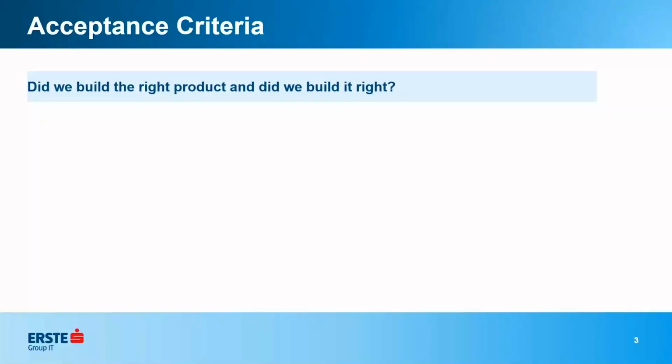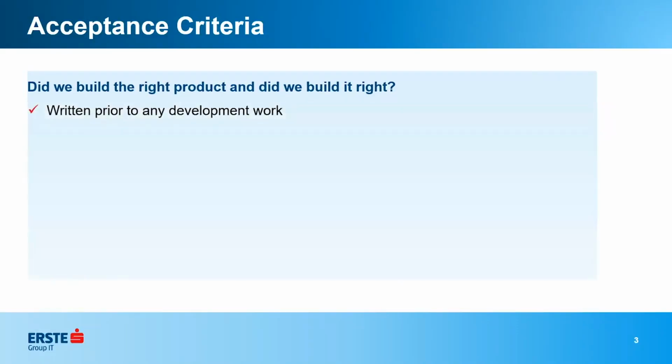Acceptance criteria. This is something that is most often forgotten about. You basically want to have this set before you start working on the story, because you want to know, did we build the product right, and did we build the right product? How do you know that unless you have clear acceptance criteria saying exactly what needs to be built? So there's a checklist of things to keep in mind.